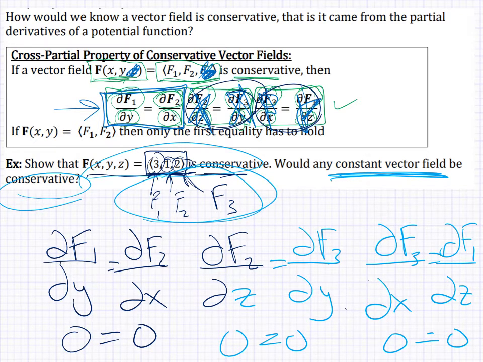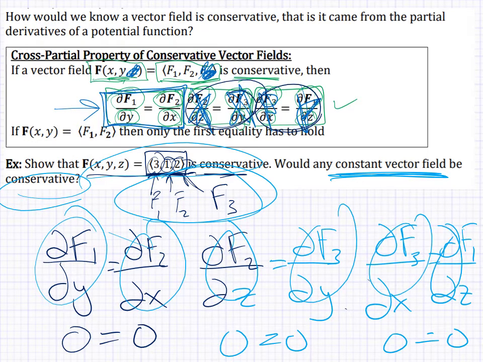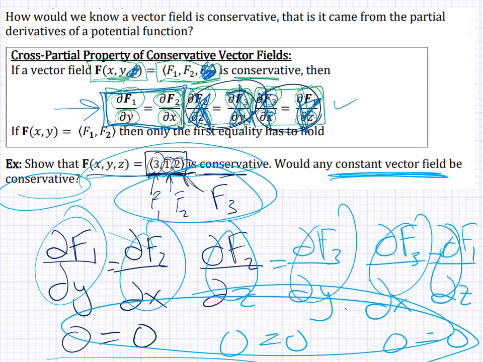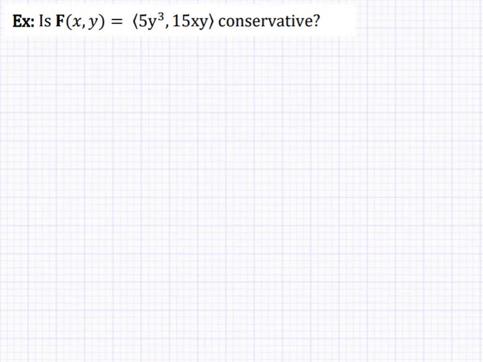If all my components are constants, no matter what derivative I'm doing of any one of the components with respect to any variable, everything's going to be 0. Okay? They're not always that easy. How about this one? Is this one conservative?